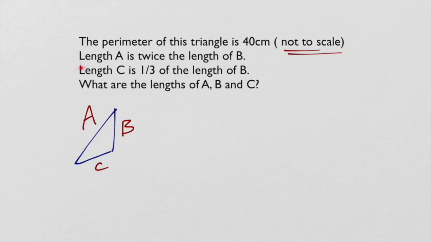So, this question here, the perimeter of this triangle is 40 centimeters. That's very important. Length A is twice the length of B. And length C is a third of the length of B. So, it's not drawn to scale. And it's not drawn with a ruler because I can't on an iPad, even though I'd always recommend you do that in your exercise books. So have a go at answering this question, find the lengths of all three sides, and I will be back shortly.